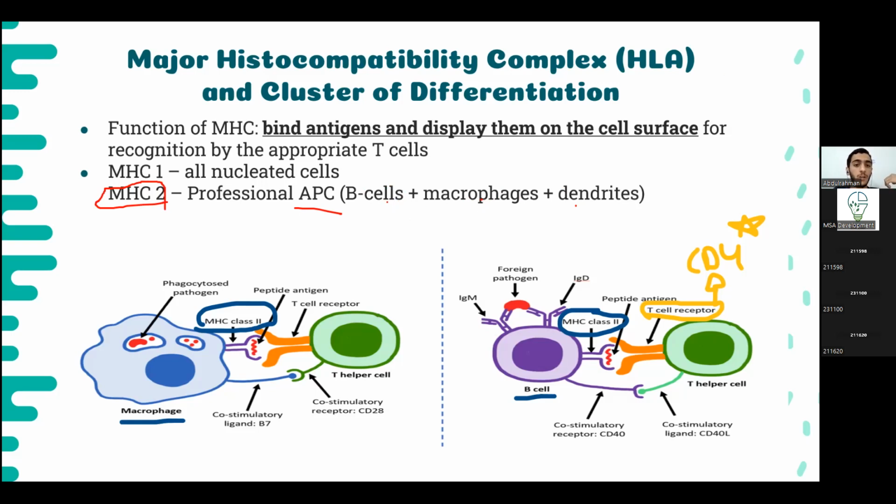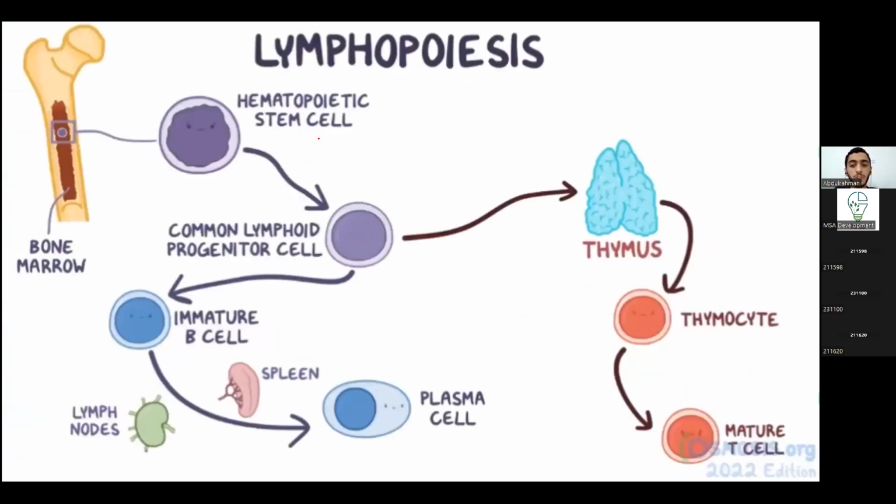Okay, I think that's all for the introduction. The last part is lymphopoiesis. Since we're talking about the adaptive immune response, B cells and T cells, which are lymphocytes, how are they going to be formed in general? They start in the bone marrow. In the bone marrow, what you get is hematopoietic stem cells.